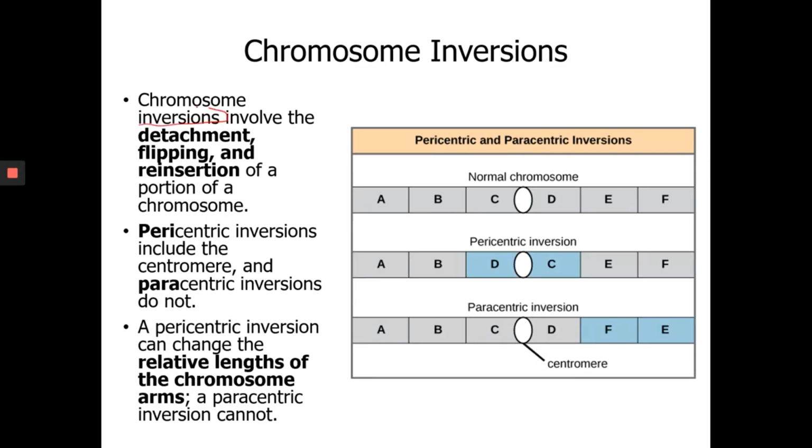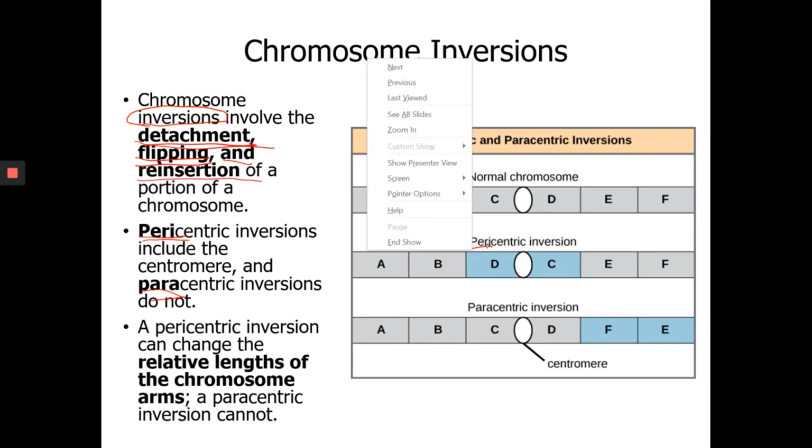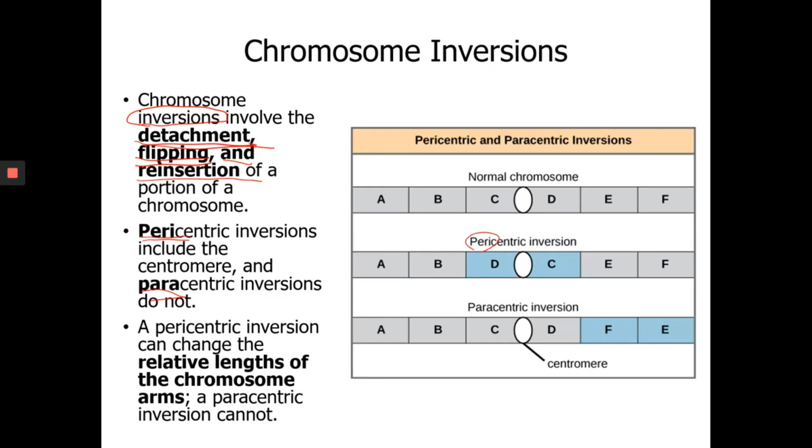So inversions, unlike translocations, involve detachment. Certain segments are going to detach from the main chromosome, and they may flip. And they're going to be reinserted into the chromosome. I'll show you how they work in a second. So we have pericentric inversions and we have paracentric inversions. They're very different.